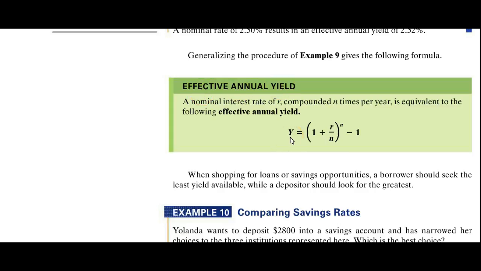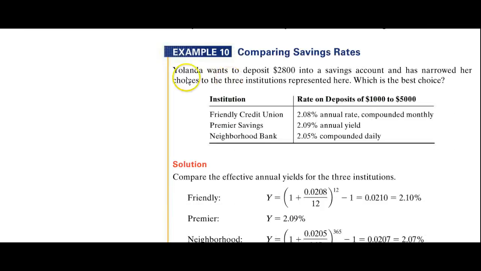Y stands for effective annual yield, equals this, and then minus 1. Okay, so Yolanda wants to deposit this much into a savings account where the different banks offer different rates. So here we have 2.08% compounded monthly. That's 12 times a year.